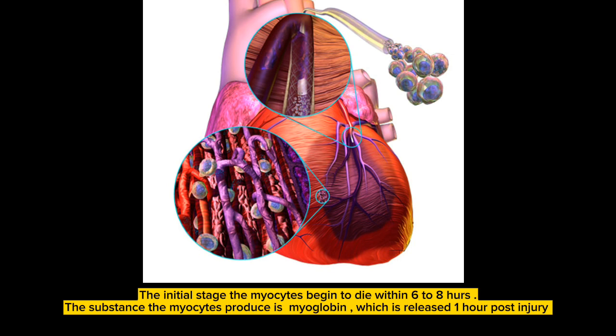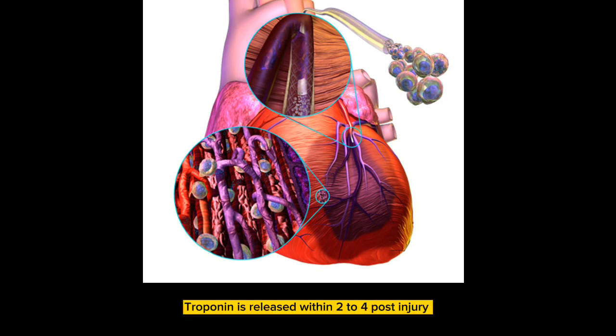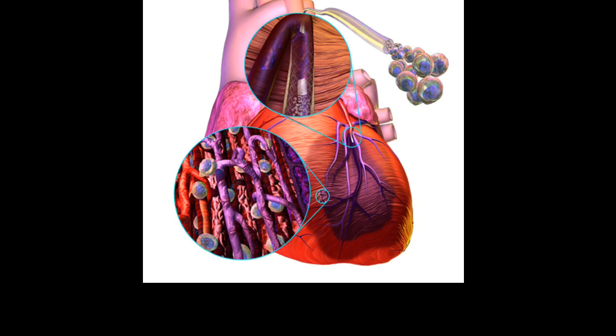The substances the myocytes produce are myoglobin, which is released 1 hour after injury. Troponin level is released 2 to 4 hours after injury, and this is our main focus, which we'll be talking about later in this video. CK-MB is released 4 to 6 hours after injury.